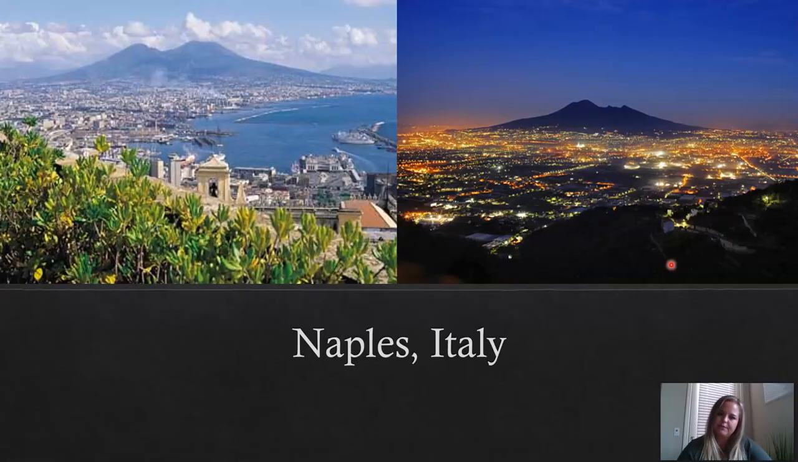Take Naples, Italy, for example. They are right up against this volcano, Mount Vesuvius, and if it ever erupts again, it will disrupt and displace a lot of people in addition to potentially killing a lot of people. So volcanoes are a really important topic of interest for geologists because they're not just scientifically interesting, they're also really important for the development and continuation of our society.